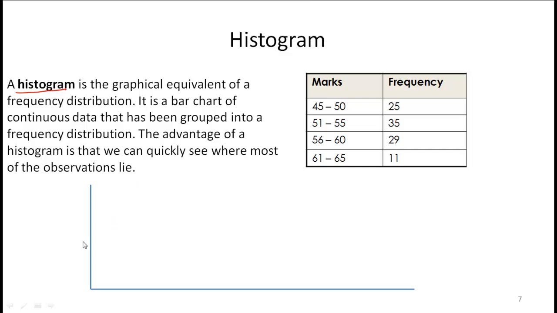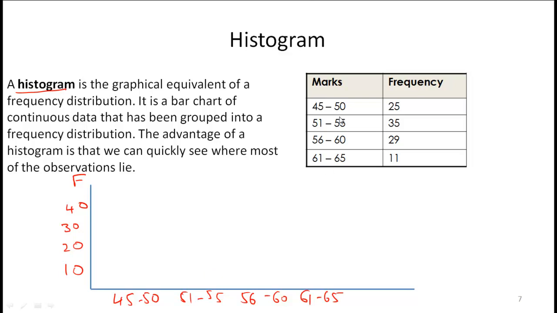For a histogram, on the y-axis we will plot the frequency. So given this sort of data, let's say that we plot 10, 20, 30 and 40, and on the x-axis we will put the different ranges or categories. So 45 to 50, 51 to 55, 56 to 60 and 61 to 65.